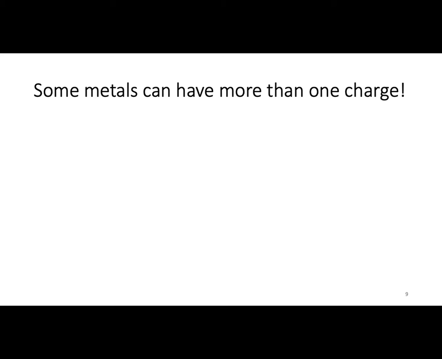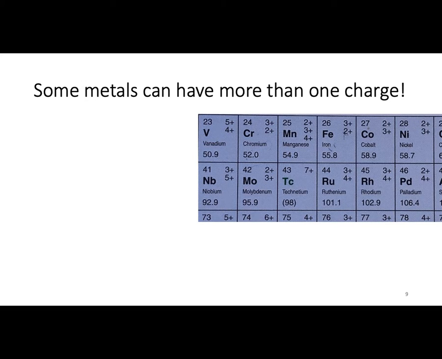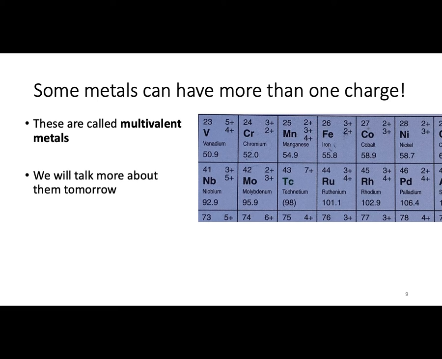Sometimes metals can have more than one charge. So these are found in the middle. These are the transition metals. They're called multivalent metals because they can form different ions. We're going to talk more about them in tomorrow's lesson.